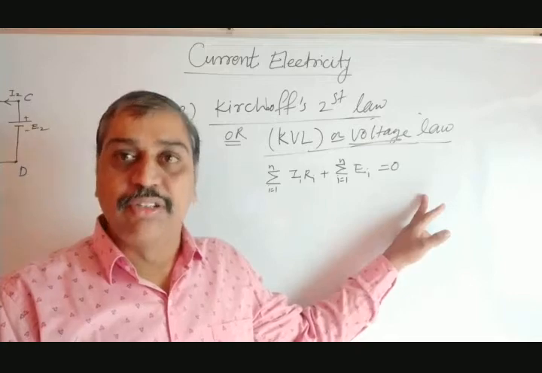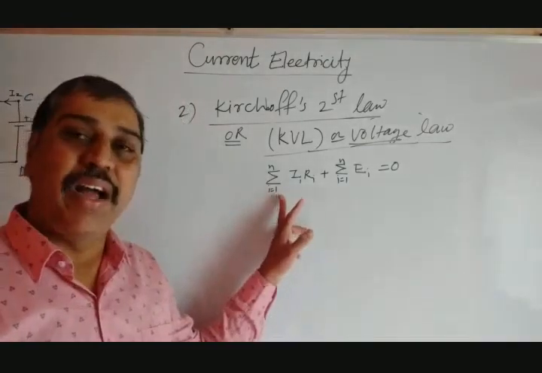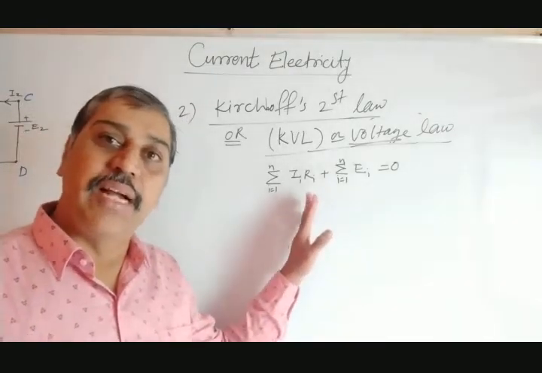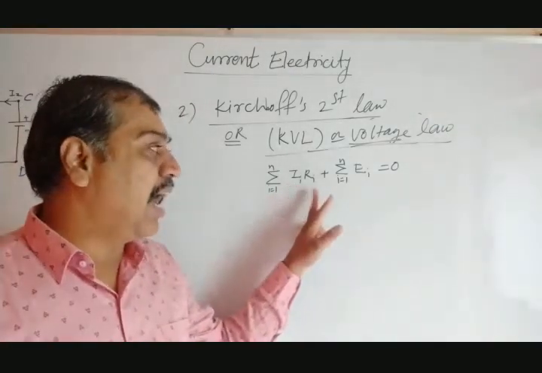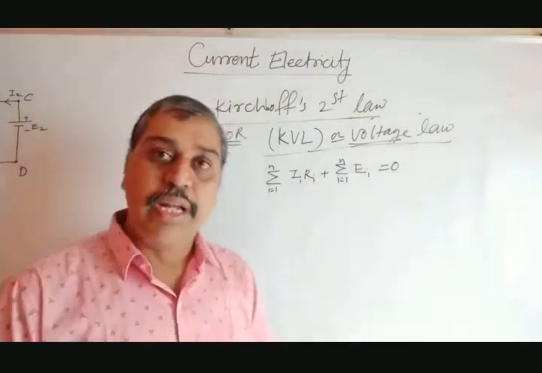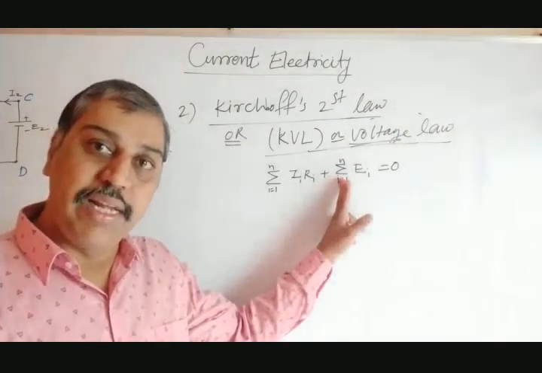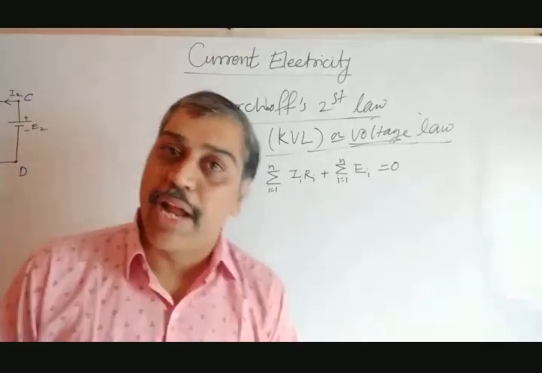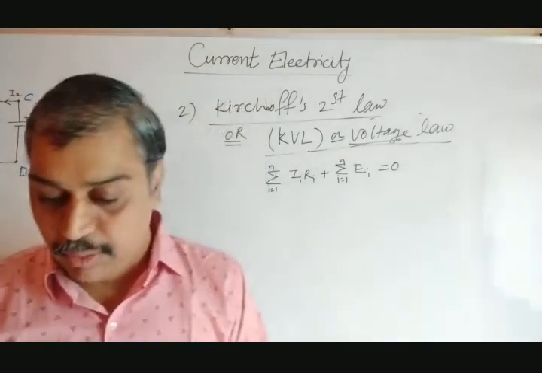Is that clear? In your book they have not used a summation, but I have used a summation because it is an algebraic sum. It is one and the same thing. You can use either the summation or simply IR plus E equal to 0. E is EMF, the sum of all EMF. IR is what? The sum of all potential drops, and this all equals 0.